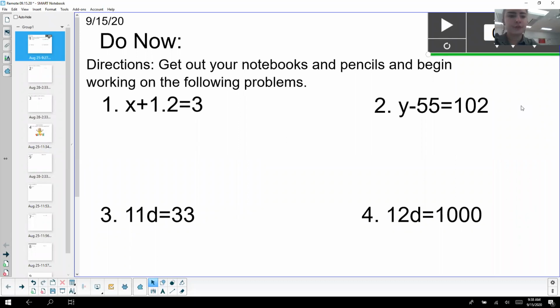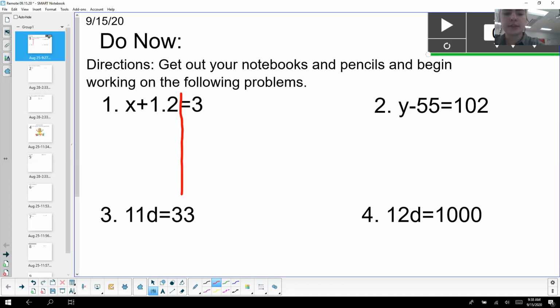So over here, we've got our do now. It says, get out your notebooks and pencils and begin working on the following problems. So I'm going to go ahead and start working on number 1. First things first, when I'm working on solving for a missing variable in an equation, I'm going to draw my wall down the middle, just so I remember to do every step on both sides.